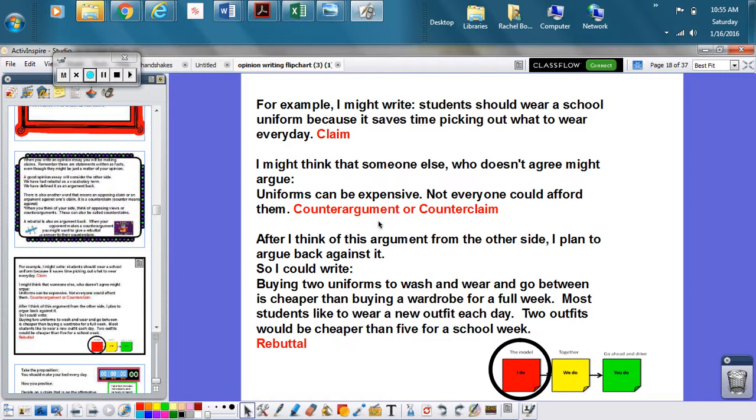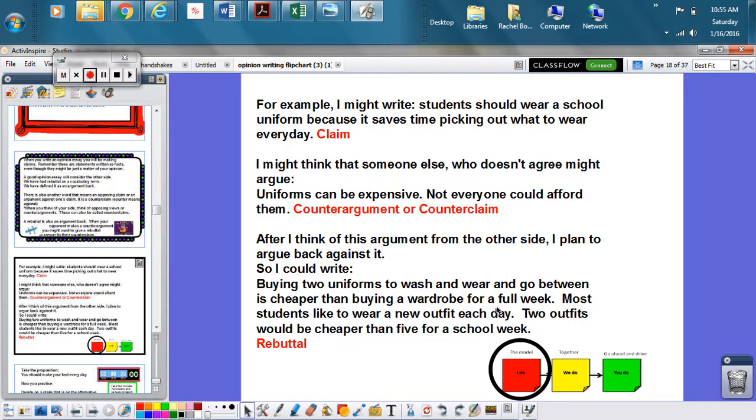Then it would go back to the person who made this claim, and they'll have a chance to argue back, and we'll call that the rebuttal. So they might say buying 2 uniforms to wash and wear and go between is cheaper than buying a wardrobe full for a week. Most students like to wear a new outfit each day. 2 outfits would be cheaper than 5 for a school week.